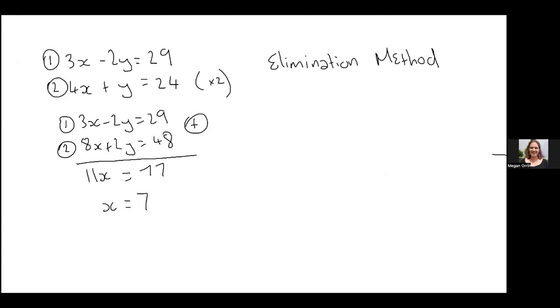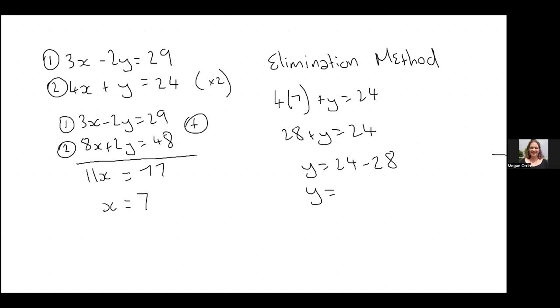Now I'm going to take this and substitute it back into any of them. It does not matter. I'm going to take this one because I can. So 4x, which I know is 7, plus y equals 24. So 28 plus y is 24. So y equals 24 minus 28. So y is -4. So my solution is 7, -4.